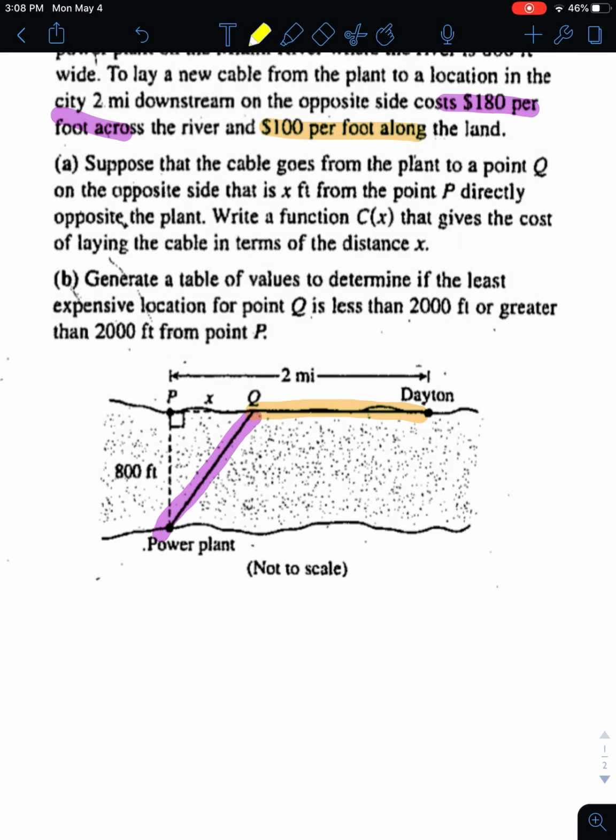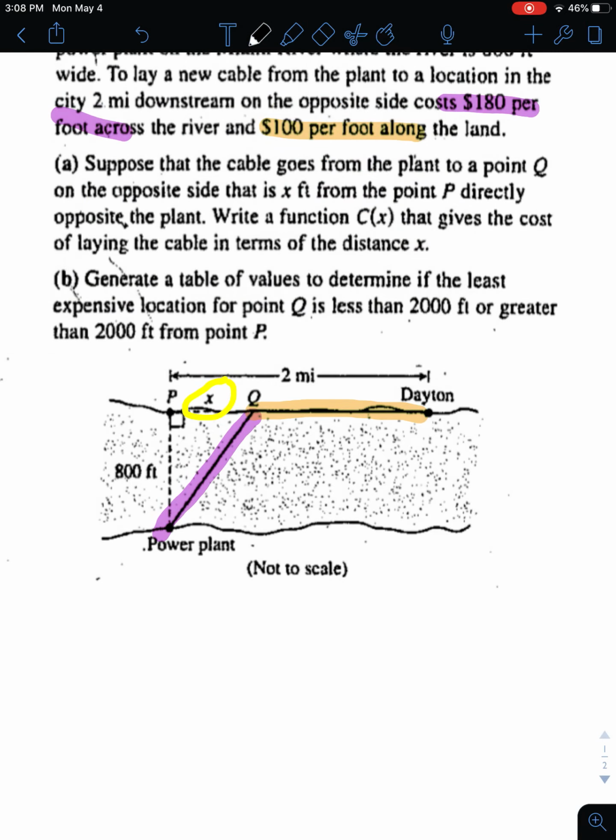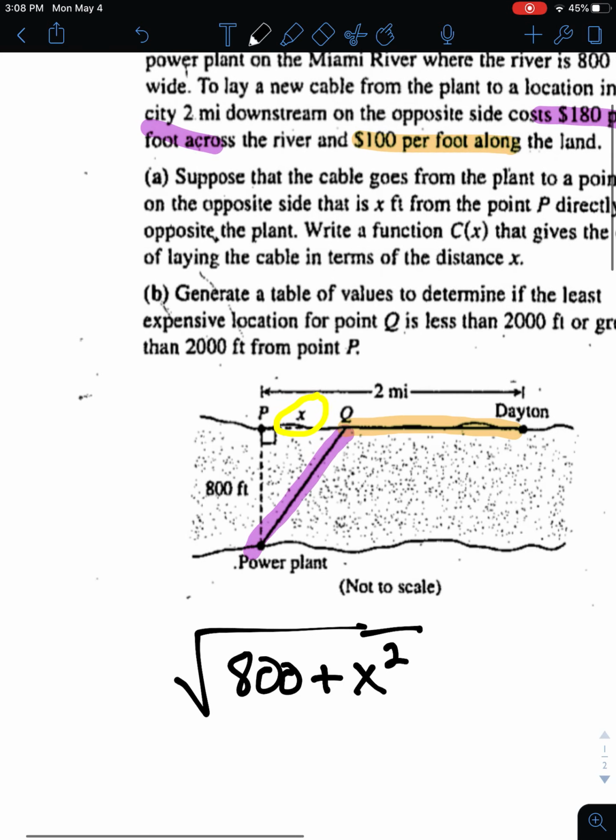and find the smallest one of these, or what I want that x value to be, so that I get the least cost. I know the one thing you were saying, if I did the Pythagorean theorem, I'd have 800 squared plus x squared. That would give me my hypotenuse across the river, which I believe they tell me is 180 per foot.